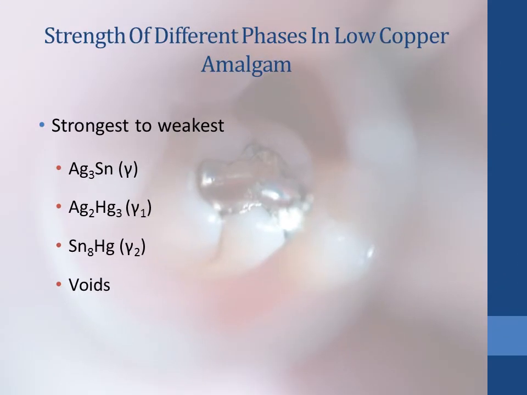Let's look at the strength of the different phases in the low copper amalgam. If we look at the three phases, gamma, gamma 1 and gamma 2, the strongest is the gamma phase, which is Ag3Sn, also known as the unreacted alloy. The second strongest is Ag2Hg3, which is gamma 1, and the weakest phase of all is Sn8Hg, which is also known as the gamma 2 phase.